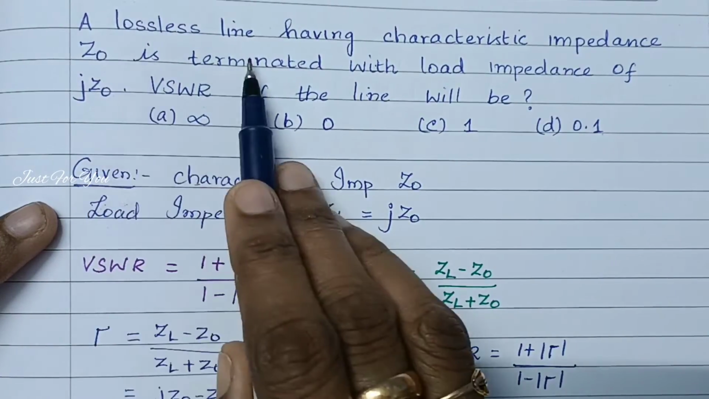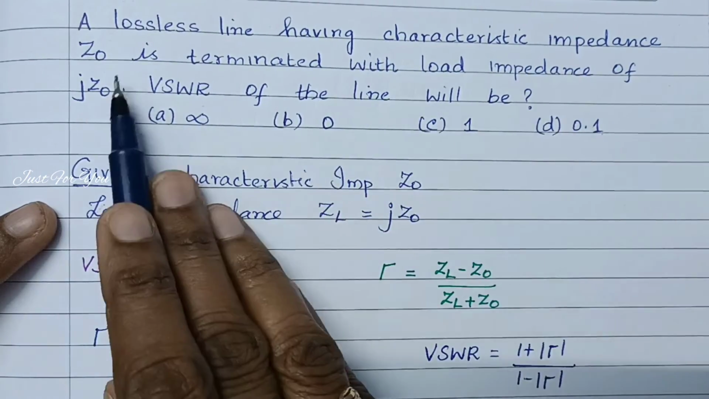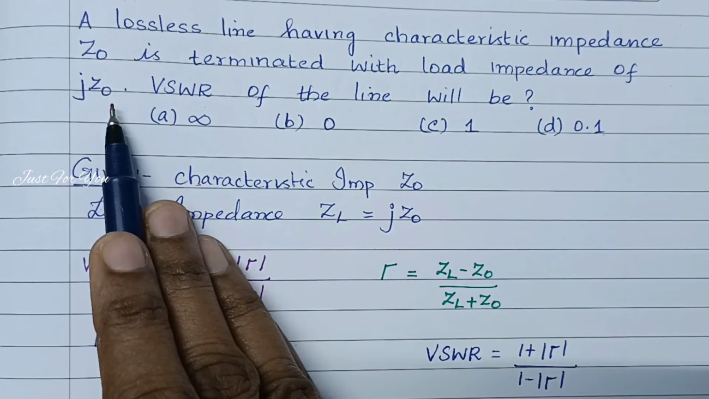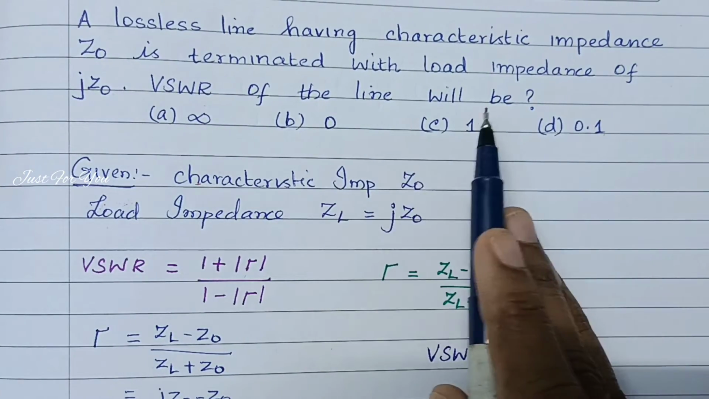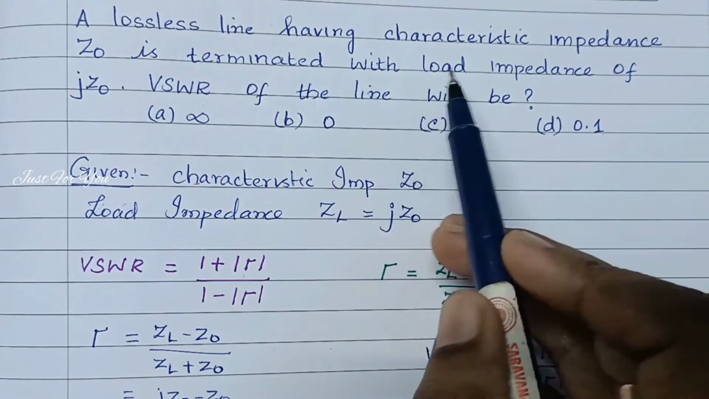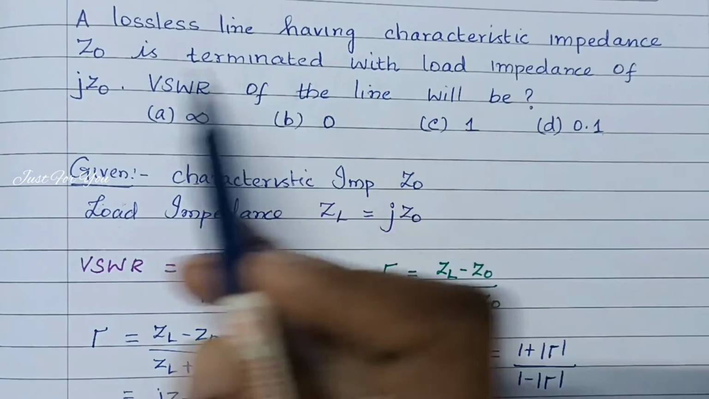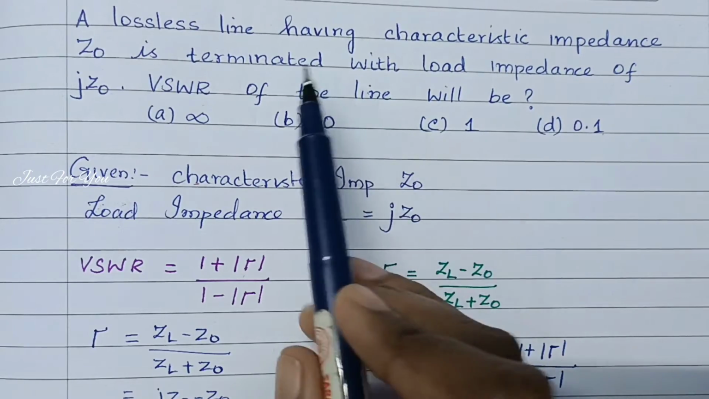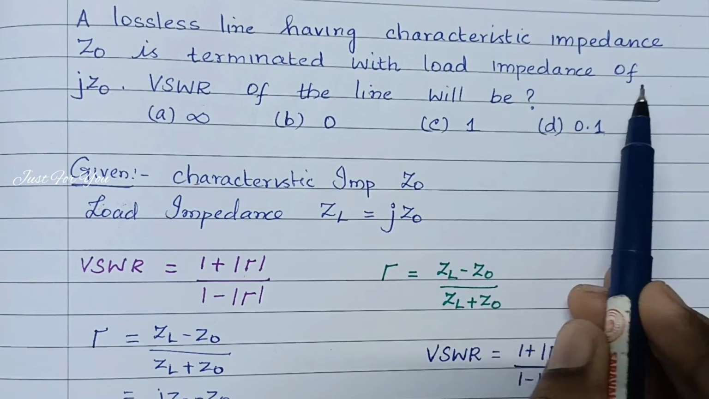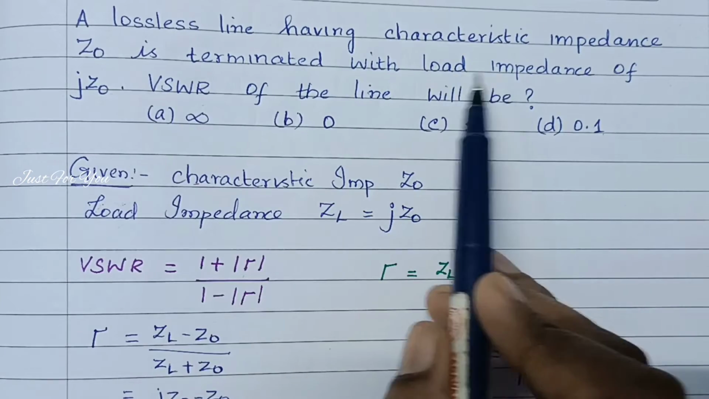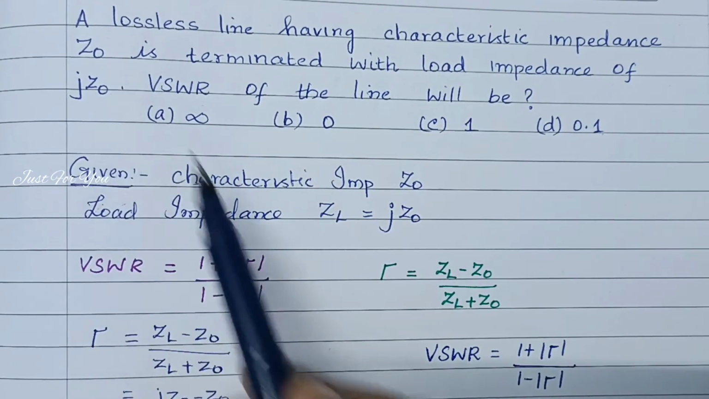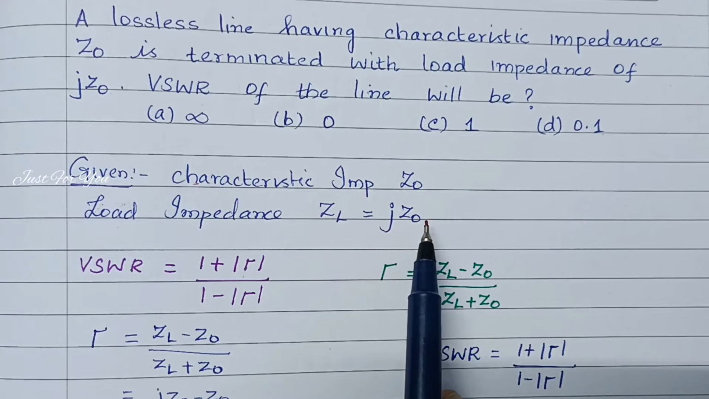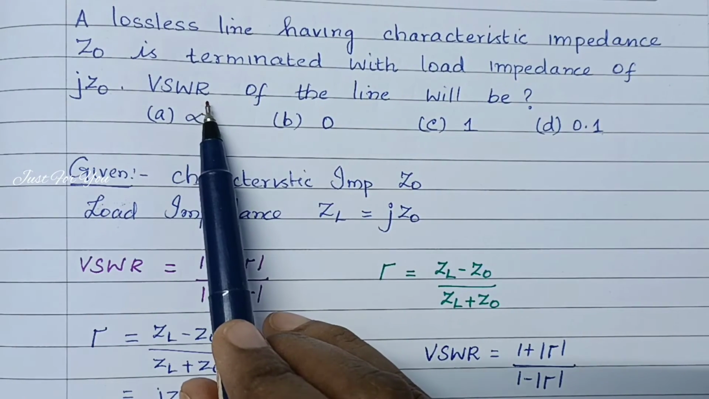Next question, a lossless line having the characteristic impedance Z0 is terminated with a load impedance of jZ0. VSWR of the line will be, from the question what is given, a characteristic impedance Z0 is given. So we are writing characteristic impedance is Z0 and it is terminated with a load impedance of jZ0. The load impedance is given by jZ0. Load impedance is ZL and the value of ZL is jZ0. We have to find VSWR.